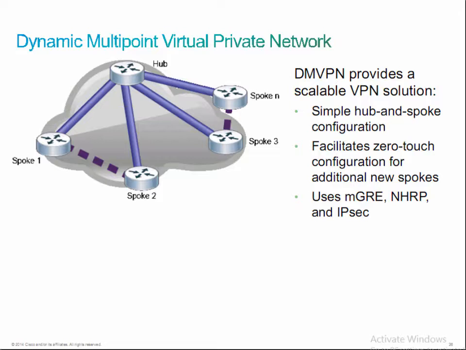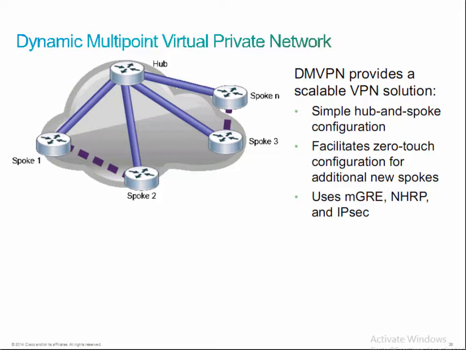DMVPN was actually initially configured traditionally to build hub and spoke networks. You would statically configure the hub, which is your VPN head end, on the spokes. No change in the configuration on the hub is required when you're adding new spokes, because you're basically just statically configuring those spokes to communicate to the hub.